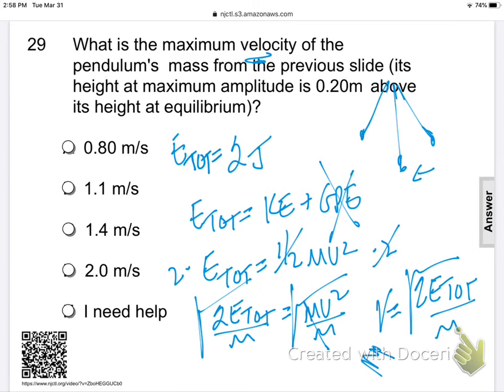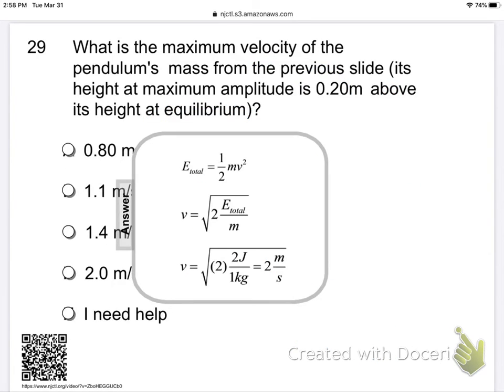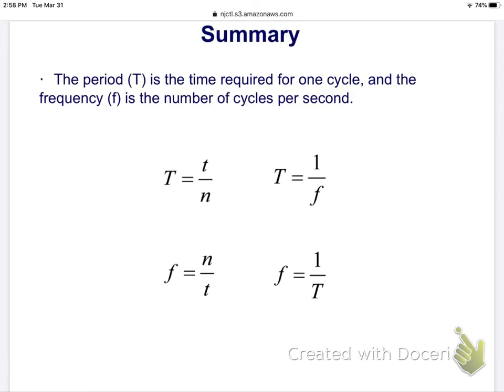Now, and only now, can we start plugging in our values, which is this value right here. And we get a velocity of 2 meters per second. We're done with the unit.